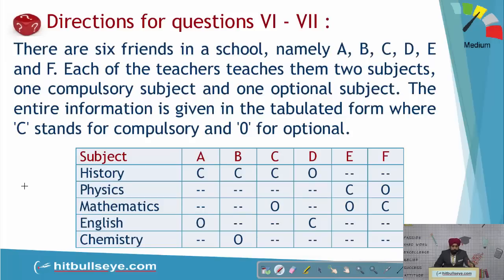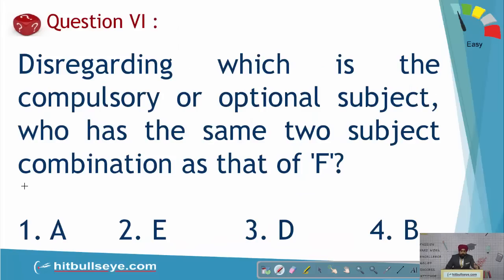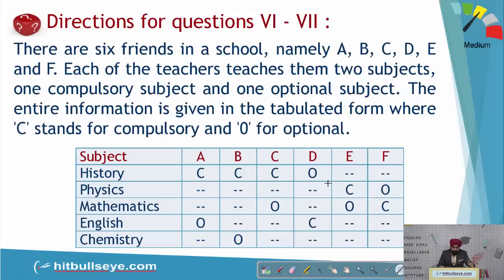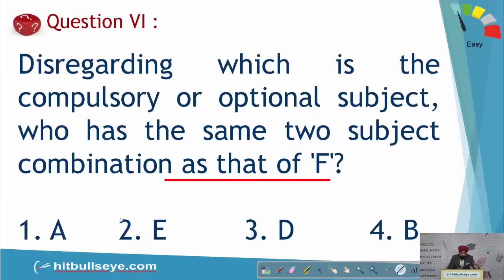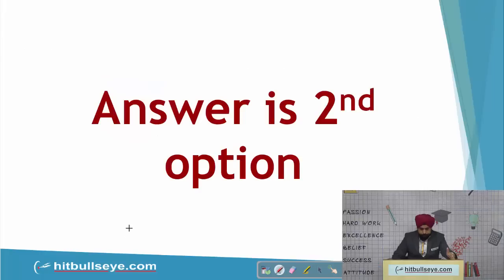Another question on AR. 6 friends, A, B, C, D, E. There are 2 subjects, 1 compulsory, 1 optional. Now this information is given. After that, disregarding which is a compulsory, who has the same 2 subjects as that of F. So we need to see the table. You can see F has 2 subjects, O and C, and it is physics and mathematics. Similarly, E has these 2 subjects. So answer to the question will become person E, which is in the second option.